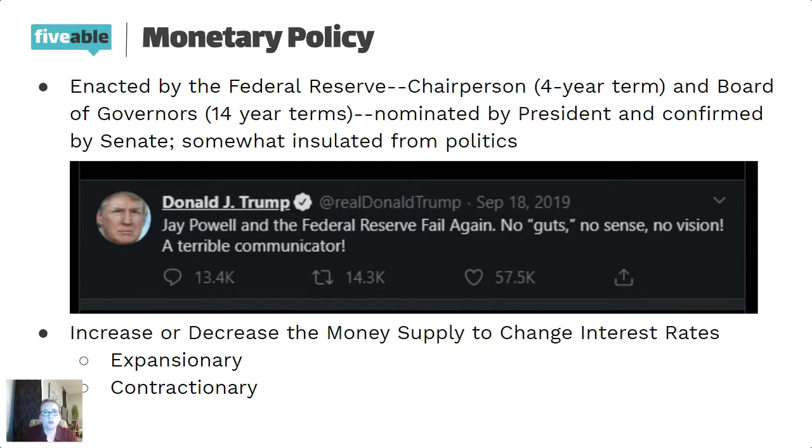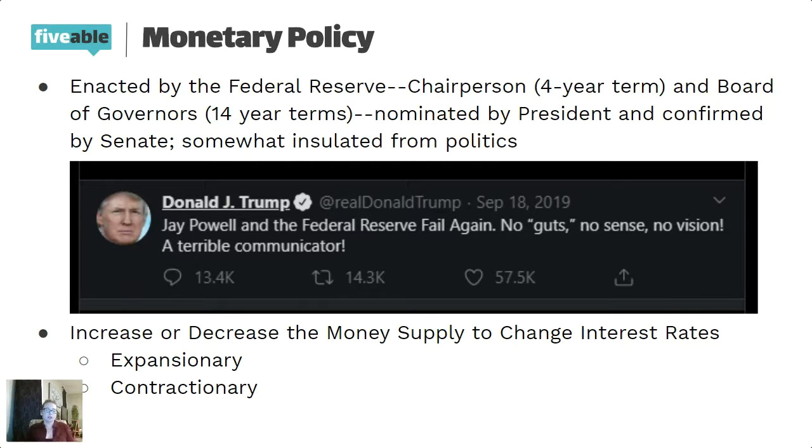The Federal Reserve is in control of the money supply. They can increase the money supply or decrease it to change interest rates. If they increase the money supply, there is more money out there for banks to lend more freely to people. And since banks have a greater supply of money, the interest rate will go down. They do this to expand the economy. So this is called expansionary monetary policy, the increase of the money supply to decrease interest rates.